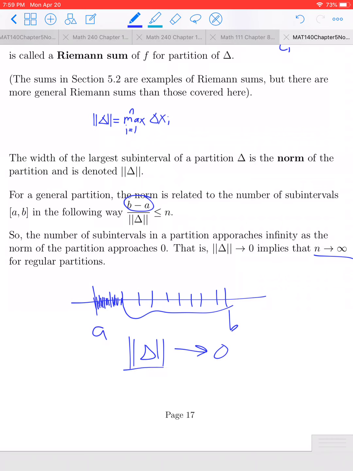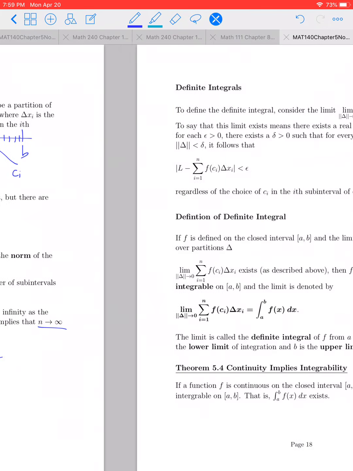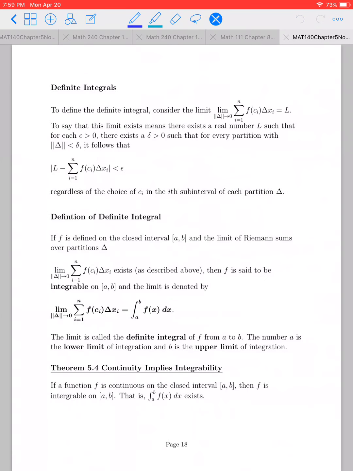So if the norm goes to 0, then that certainly will mean that the width of each of those subintervals goes to 0, which means that the limit of our Riemann sums would approach the true area under the curve from a to b. I will leave this up to you all to read, but this is the definition of the definite integral in terms of what it means for that limit to exist in the usual epsilon delta sense. So, try to read over that if you will. We won't be doing epsilon delta proofs in our version of this course.